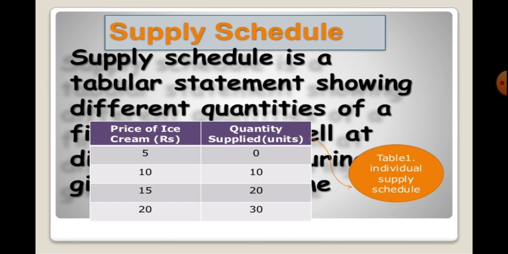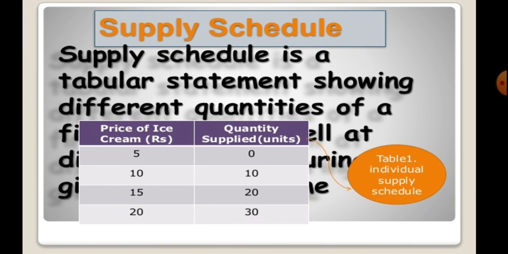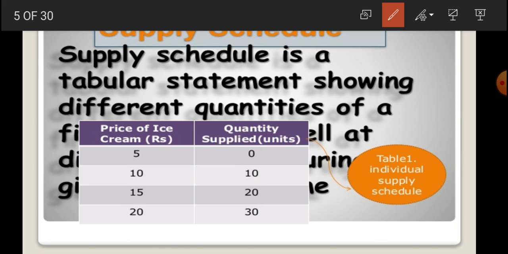Now, what about the supply schedule? A supply schedule is a tabular statement that shows different quantities of a commodity offered for sale at different price levels. As we have just discussed, when the price of ice cream is 5, quantity supplied is 0. It means no unit of ice cream will be offered for sale. When the price of ice cream increases to 10, the quantity supplied increases to 10 units. It means there is a positive relationship between the price of the commodity and quantity supplied.